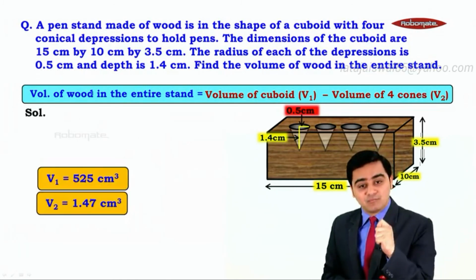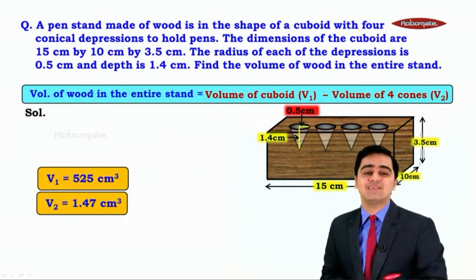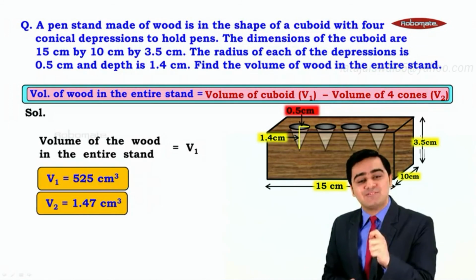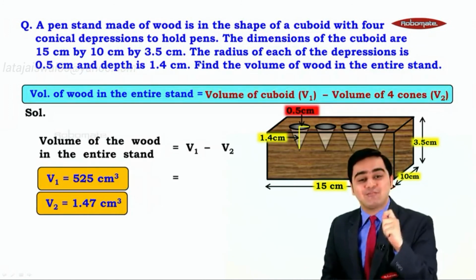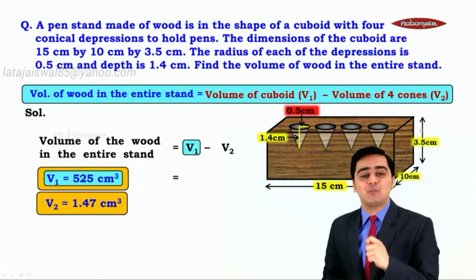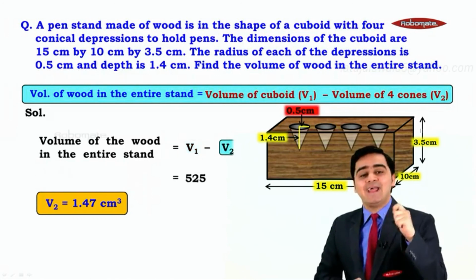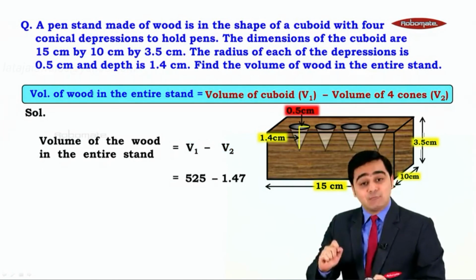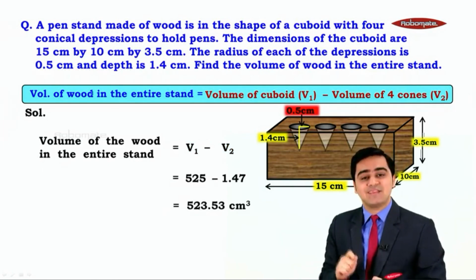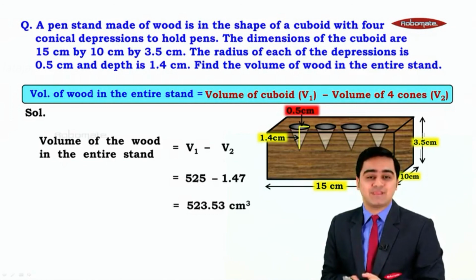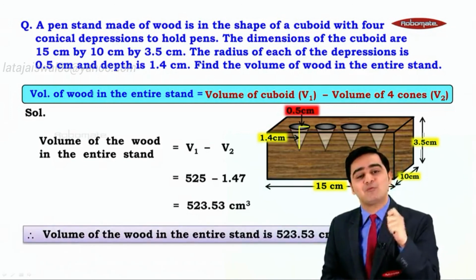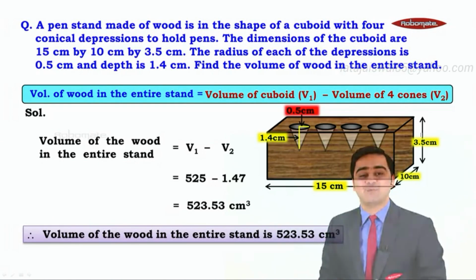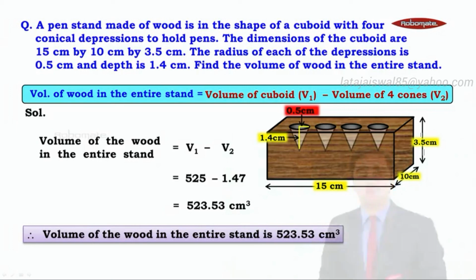Now if we have the volume of the cuboid and we have the volume of 4 cones, let us calculate volume of wood in the entire stand. It is equal to V1 minus V2, where V1 stands for volume of cuboid and it is 525, and V2 stands for volume of 4 cones and it is equal to 1.47. 525 minus 1.47 is 523.53. So we can say, therefore, the volume of wood in the entire stand is 523.53 centimeter cube. A very, very simple sum, at the same time very beautiful sum.